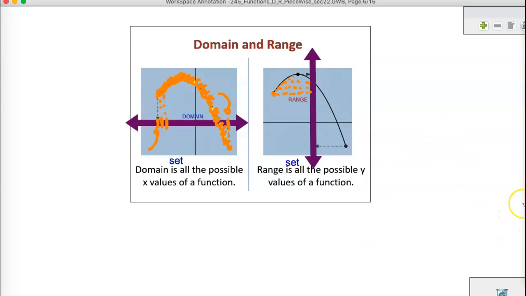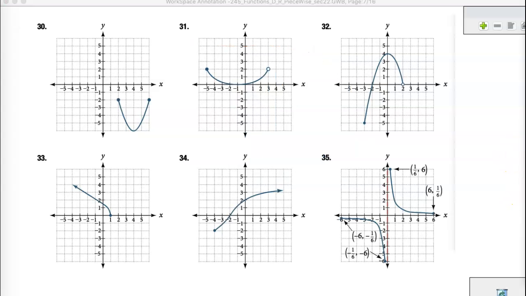So let's take a look at a couple of examples. We're not going to take a look at too many, but let's take a look at a few, and this is still in section 3.2. Let's look at problem number 30, which is asking for the domain and range.